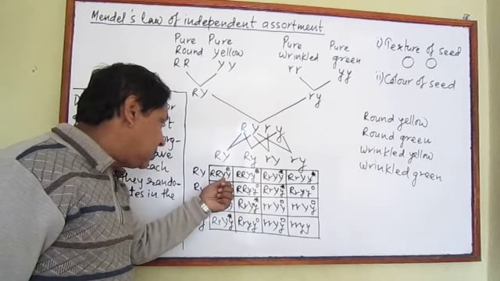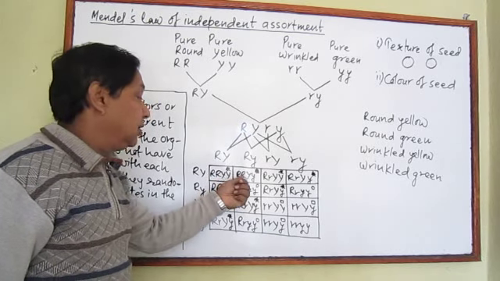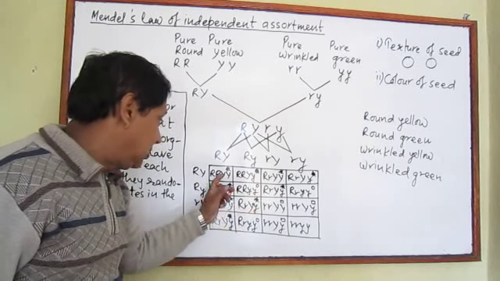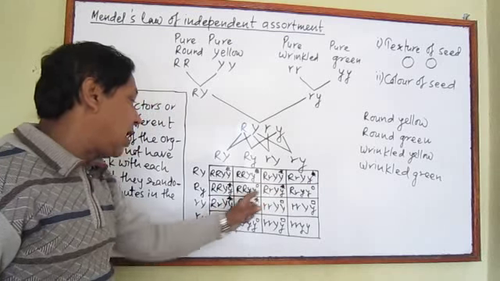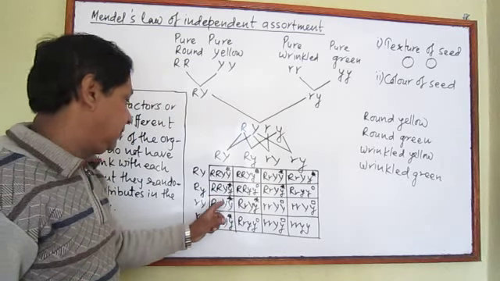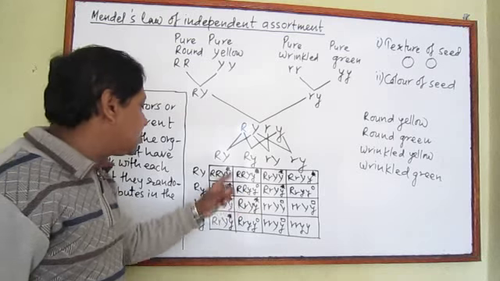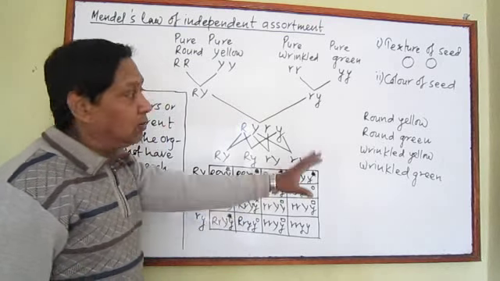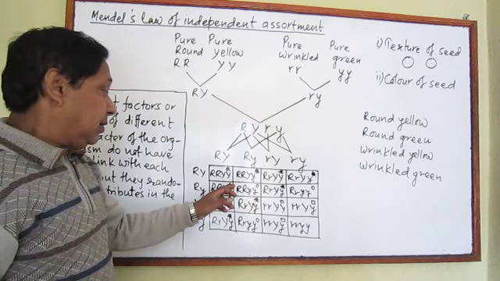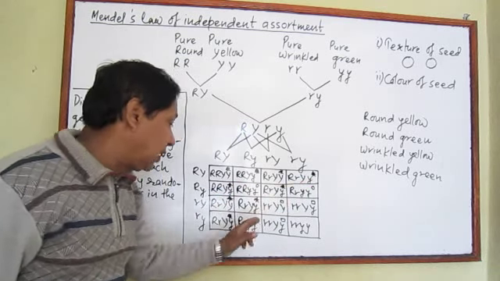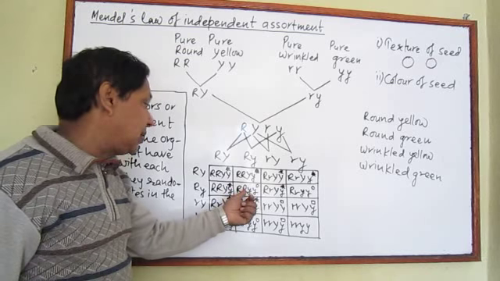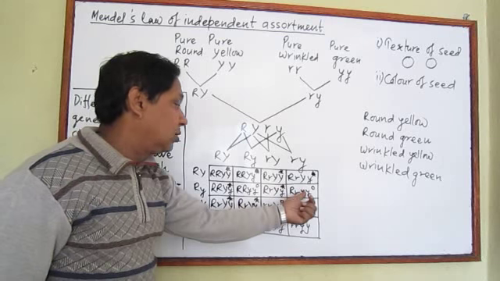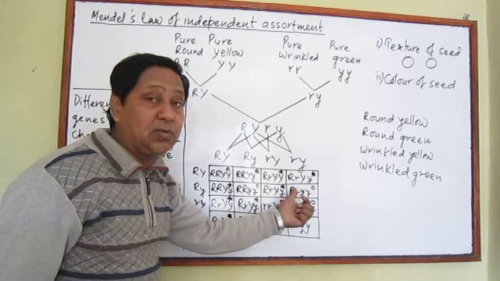Look, if the genotype is this, it is round yellow. I star-marked these plants as round yellow because there is at least one capital R, which is dominant round, and at least one capital Y, which is dominant yellow. That's why the star marks are round yellow. And this zero mark is round green. Both Y are small, so it is green, and one of the R is capital, that's why it is round.